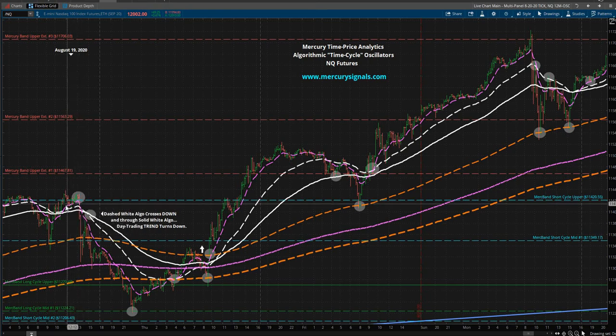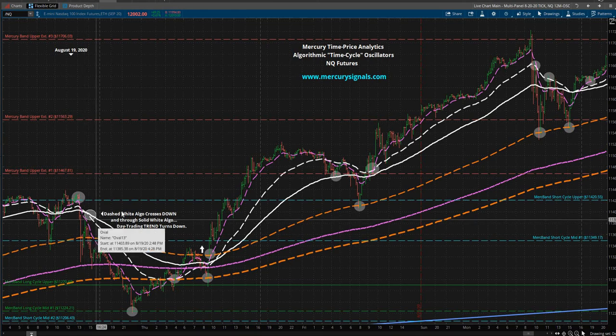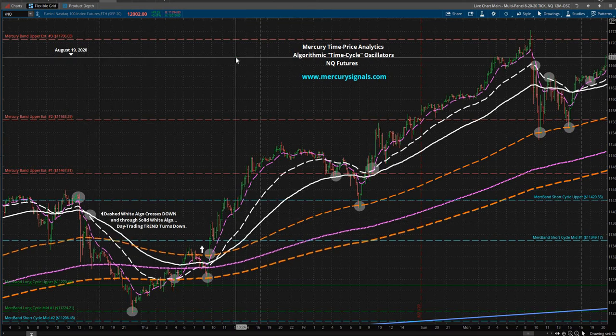Now, when you start having crossovers, a lot of folks will use a 50 and a 200-day moving average, and when you get that crossover, it's significant. Well, if you're trading in these markets, you need something that's much, much, much faster. But conceptually, it's the same. When you get these things crossing down and through or up and through, that's significant.